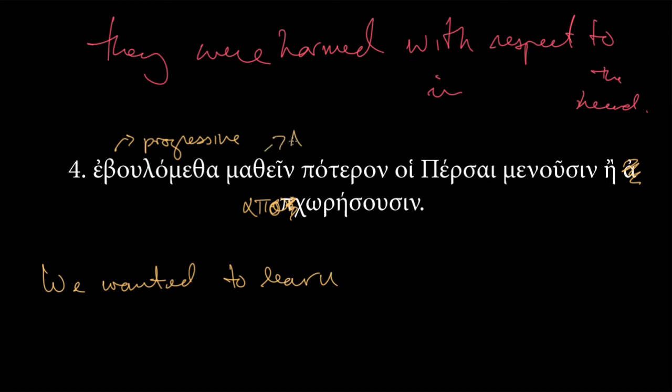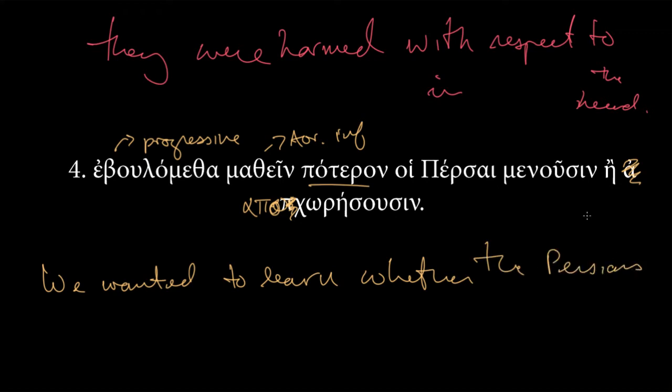And what form of this? That's the aorist infinitive, right? Because manthanein would be the present active. So we wanted to learn whether, that's the word for poteron, the Persians, menousin. So what tense is that? Well, we know meno, to remain, but then if we just tagged on the third person plural ending, we'd have menousin right there with the accent still on the epsilon.